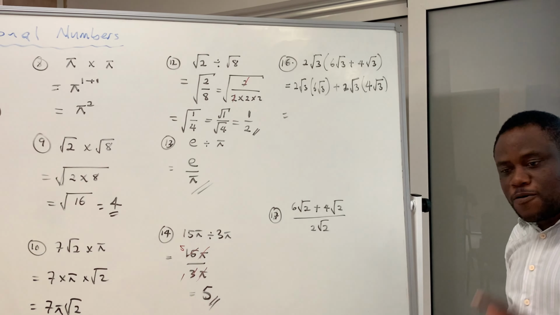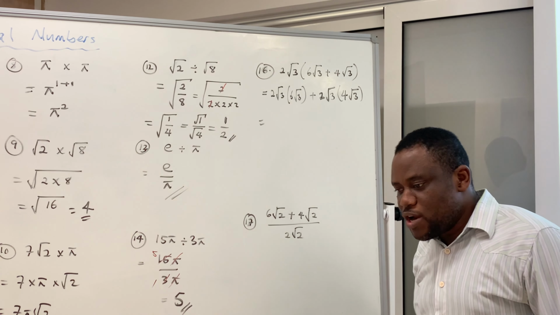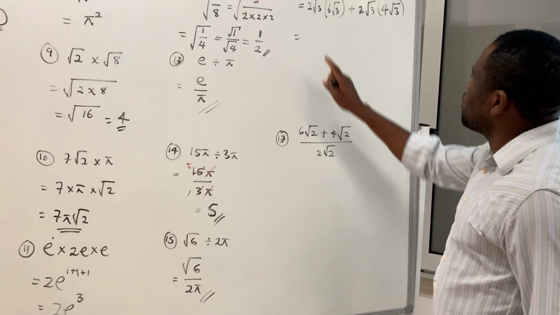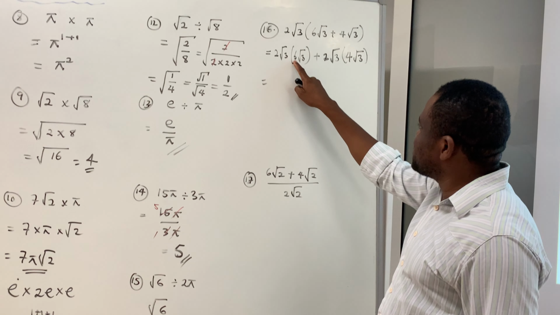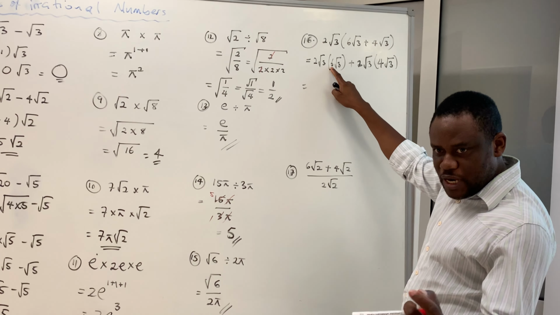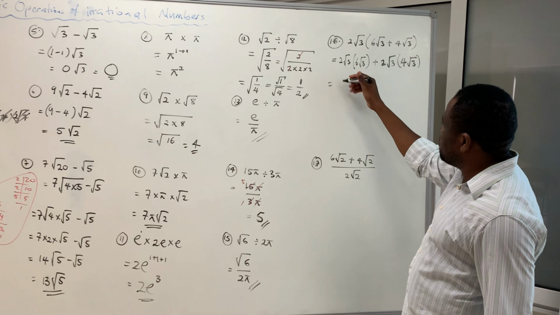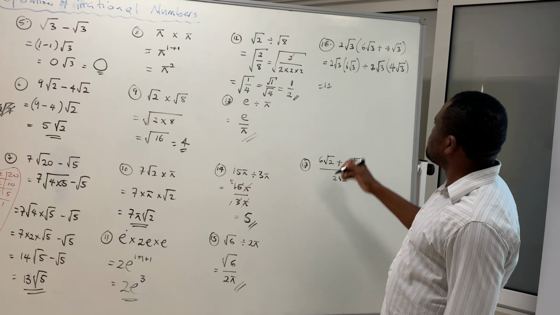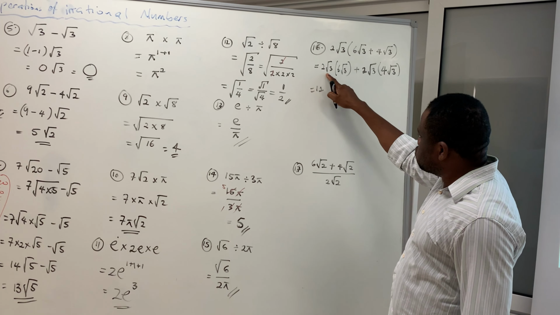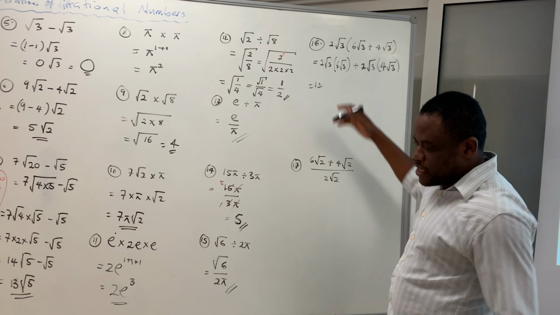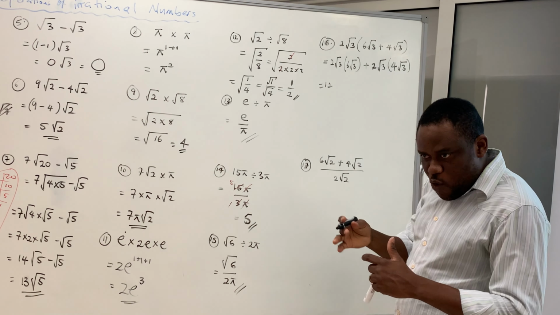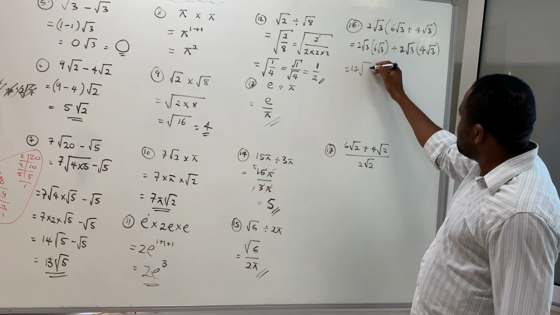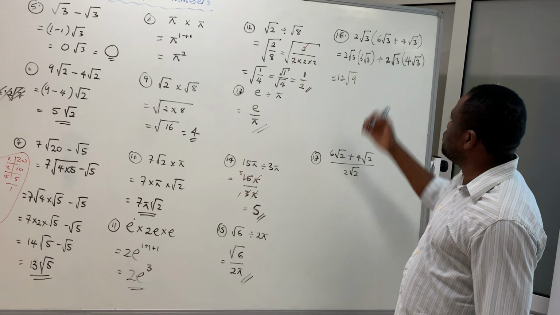Now, don't forget you multiply the ones that have no root together and the ones that have root together. 2 and 6 don't have root, so you can put them together. 2 times 6 will give us 12. Root 3 times root 3, they are the same root, so I can put them in one root. So root 3 times root 3 is root 9.